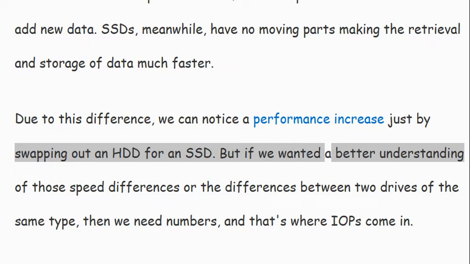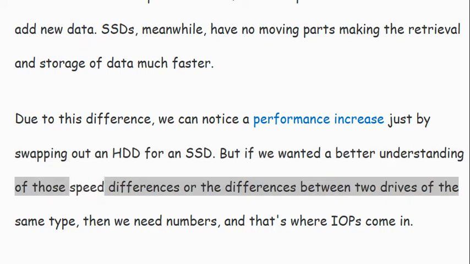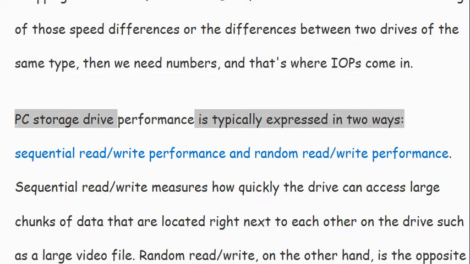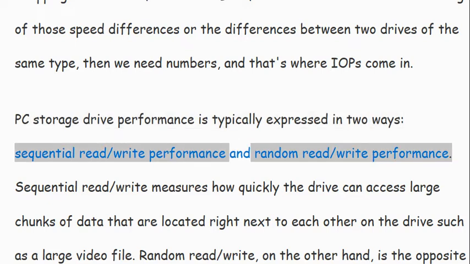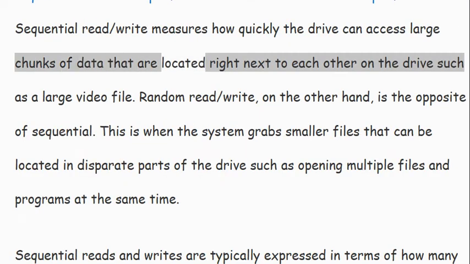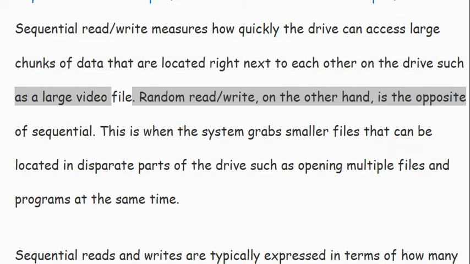But if we wanted a better understanding of those speed differences, or the differences between two drives of the same type, then we need numbers, and that's where IOPs come in. PC storage drive performance is typically expressed in two ways: sequential read-write performance and random read-write performance. Sequential read-write measures how quickly the drive can access large chunks of data that are located right next to each other on the drive, such as a large video file.